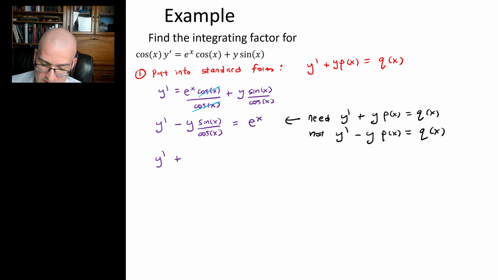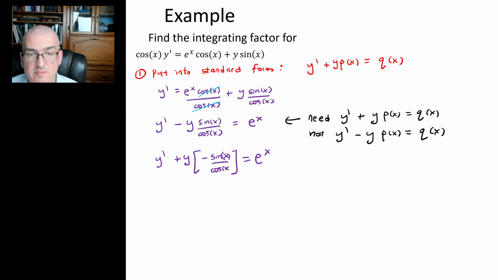I'm going to put a plus sign there and just absorb the minus sign into a bracket. So minus y, or I'll put the y plus y here, plus y, and then we have minus sine of x over cosine of x. That's all.